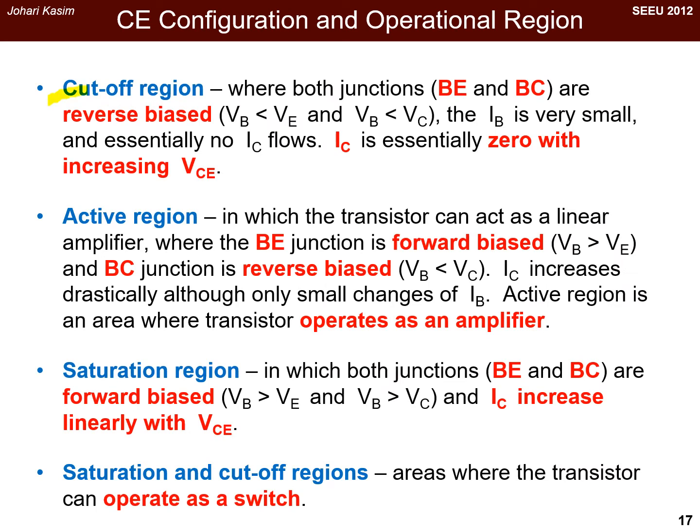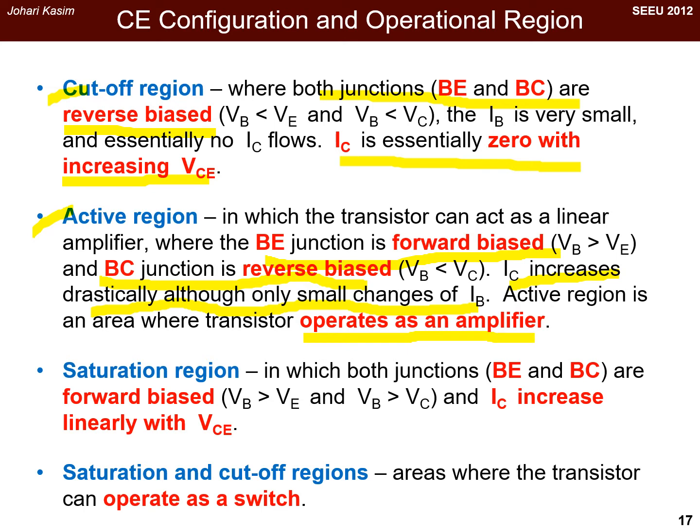Cut-off region is where both junctions BE and BC are reverse biased, where IC is nearly 0 with increasing VCE. Active region is where the BE junction is forward biased and the BC junction is reverse biased, and then IC increases drastically although there is only a small change of IB. Active region is the area where the transistor operates as an amplifier. In this chapter, we will focus more on the active region.